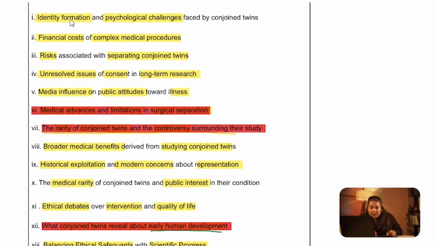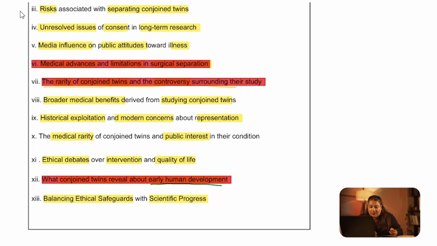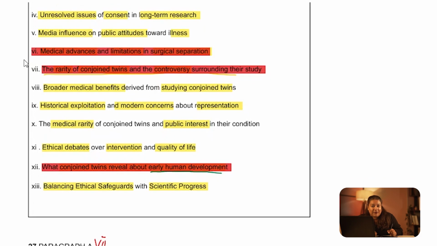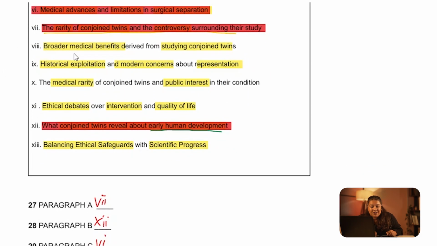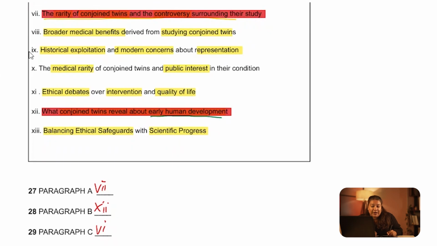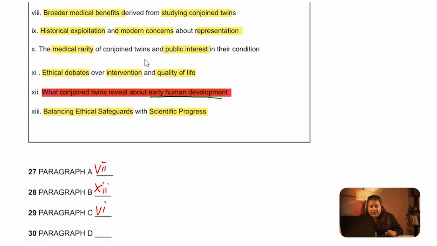So let's look at the options. Identity formation, psychological challenge, no. Financial cost, no. It could be risks associated, but it does not talk about risks, but actually the outcomes, I would say. So we'll skip option 3. Unresolved issues, long-term research, no. Media influence, we don't have anything related to it. We cannot use these. We have already used it. Option 8, broader medical benefits. We don't have anything talking about benefits. Historical exploitation, nope. Medical rarity, public interest, we don't have these keywords or anything related to that.